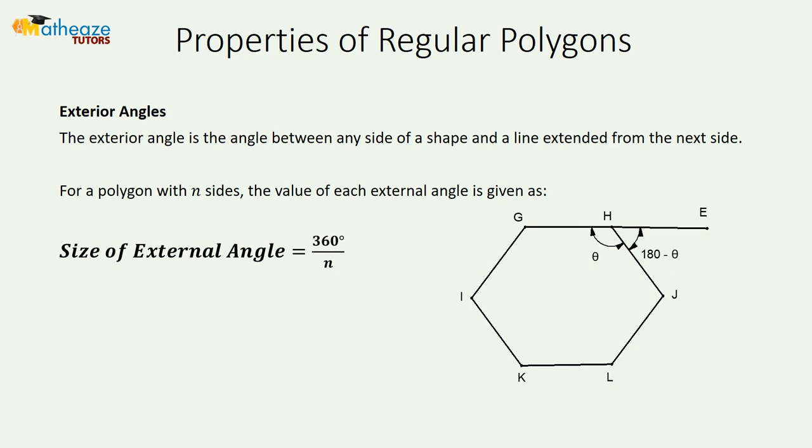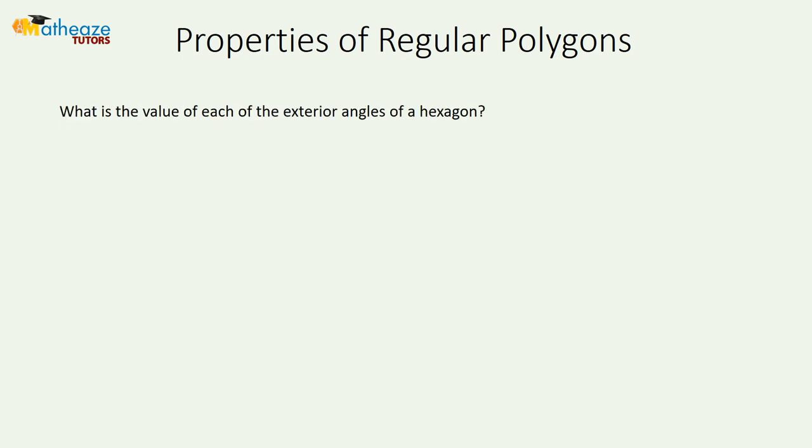Now let's look at exterior angles. The exterior angle is the angle between any side of the shape and a line extended from the next side. So if we look at this right here, your external angle is the one that is formed at H, so we can call it EHJ. To find the size of an external angle, you will divide 360 by the number of sides of that polygon. Let's look at some examples.